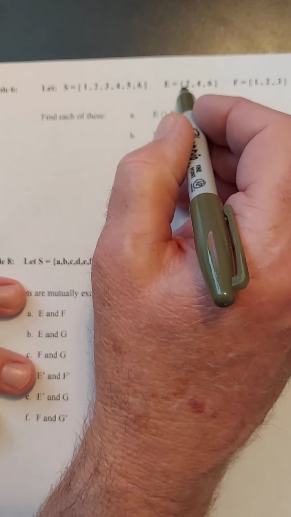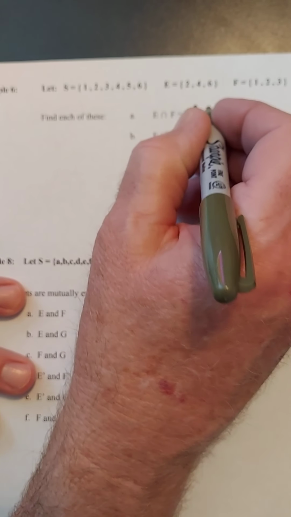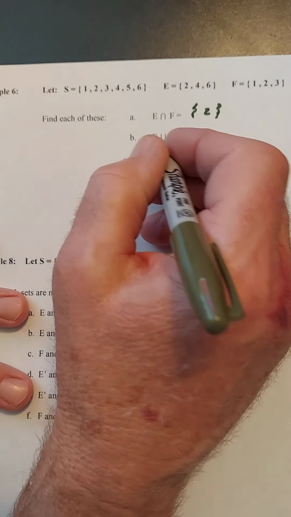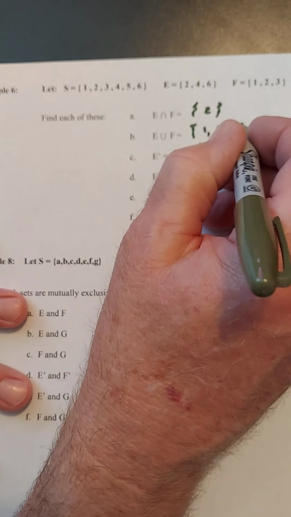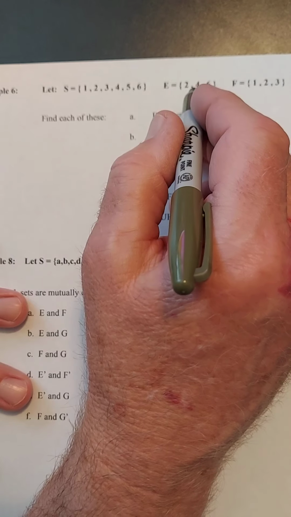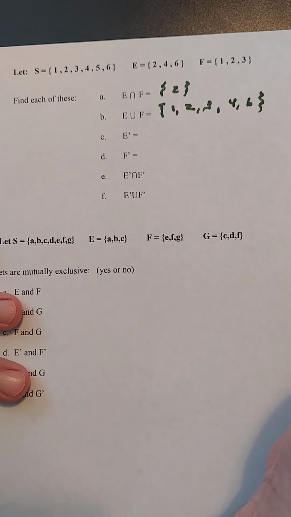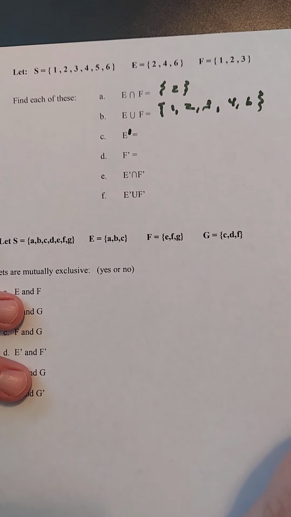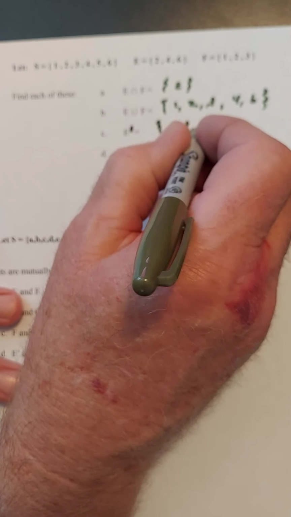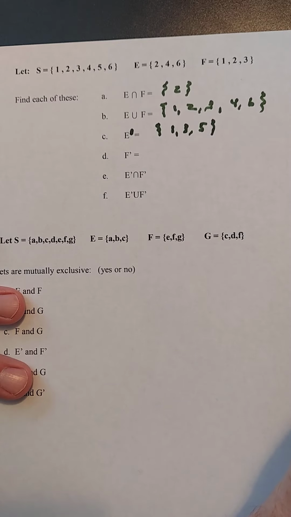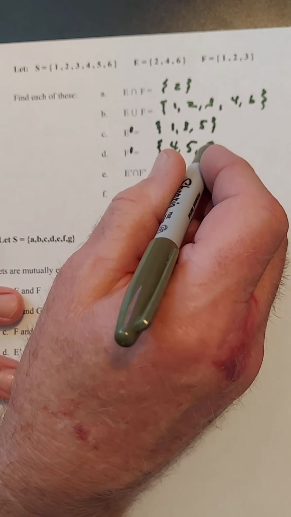E intersect F. So E's got 2, 4, 6. F's got 1, 2, and 3. What do they have in common? 2. E union F. So it could be either one or both. I got a 1 over here. I've got a 2. I got a 3. Actually, all those are in F. And when you go back to E, you pick up a 4 and a 6. So the only thing that's really missing is the 5. That's the complement of E. So E is 2, 4, 6. So the complement would be all the ones not there. So that would be 1, 3, and 5. The complement of F is 1, 2, 3. So the complement would be 4, 5, 6.